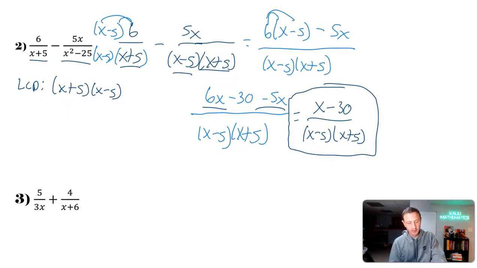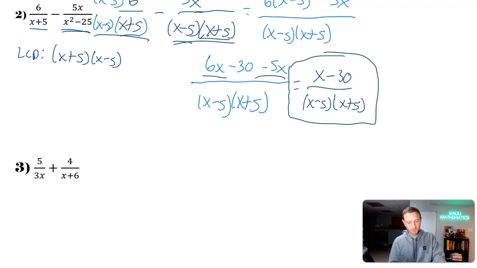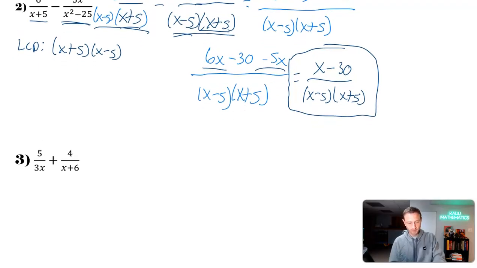So the key here is identifying that the denominator here is x squared minus 25. That's a difference of two squares, x minus 5 and x plus 5. So this fraction needed that factor of x minus 5 because this one already had both of those factors, where now that one needed an x minus 5. Good problem there. Let's take a look at the next one, number 3.